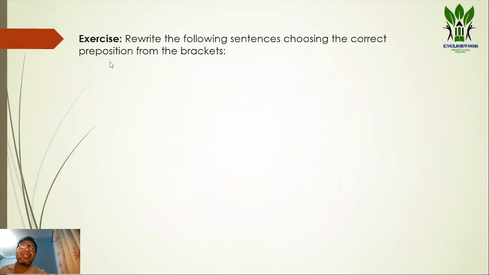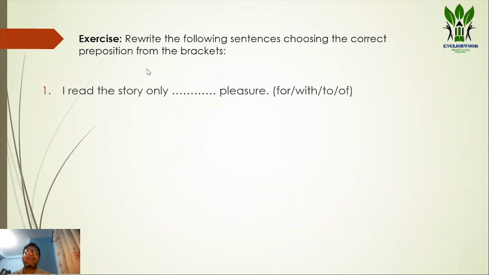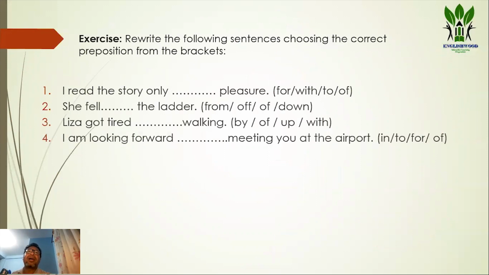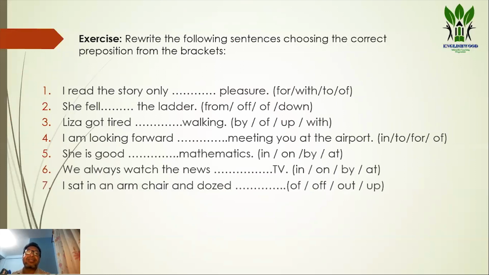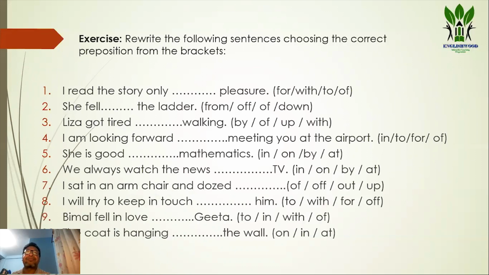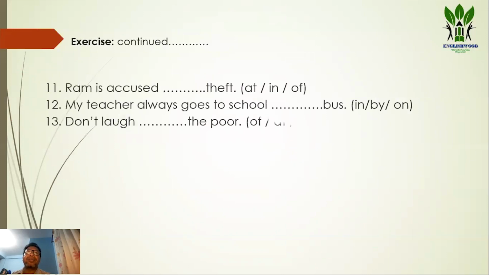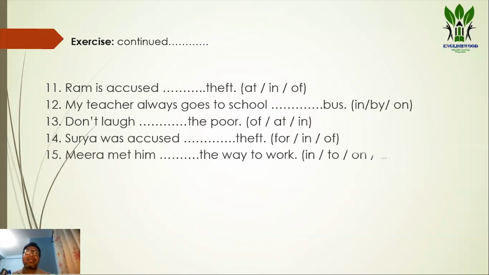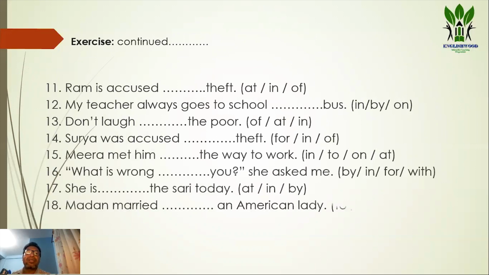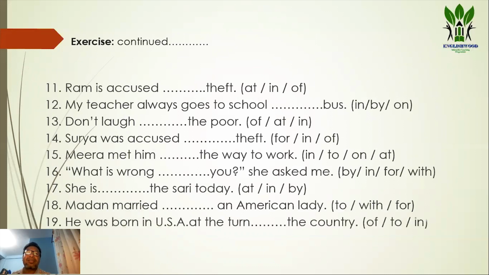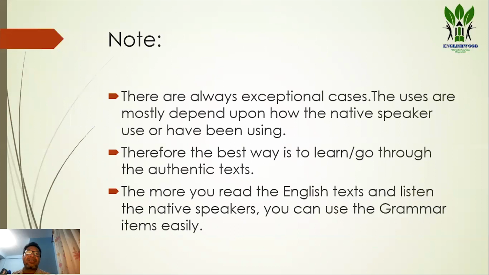All right, these are the exercises. Rewrite the following sentences choosing the correct preposition from the brackets. I read the story only, but that pleasure, for, with or to. Please pause the video, copy the sentences, and do the exercises. These are all for you. Next exercise: these are the exercises you need to practice. You have to try these exercises, and we'll be discussing them. You can write the answers in your copy and show me.